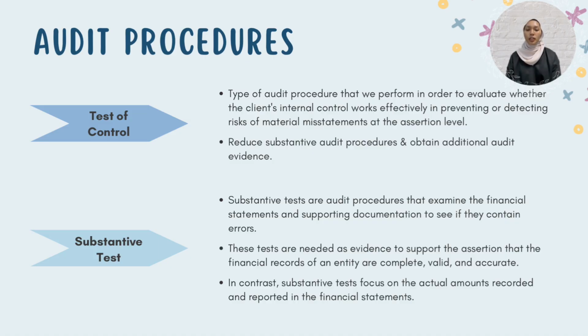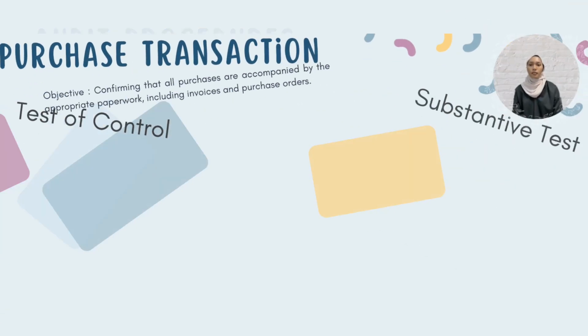Next, we have the substantive test. Substantive tests are audit procedures that examine the financial statements and supporting documentation to see if they contain errors. These tests are needed as evidence to support the assertion that the financial records of an entity are complete, valid and accurate. In contrast, substantive tests focus on the actual amounts recorded and reported in the financial statements.